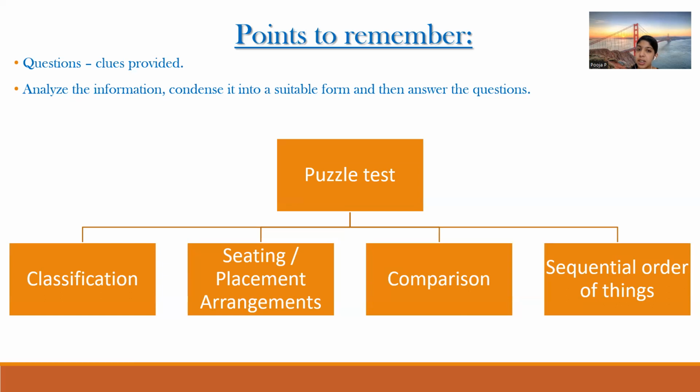So there are four major categories for puzzle test. The first is classification, next is seating or placement arrangements. The third is comparison, and the fourth is sequential order of things.